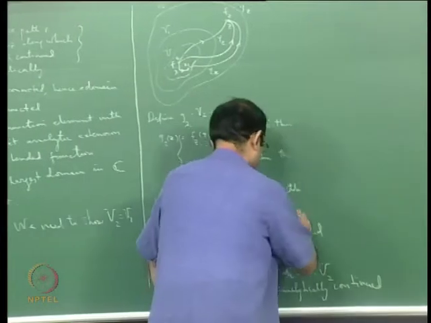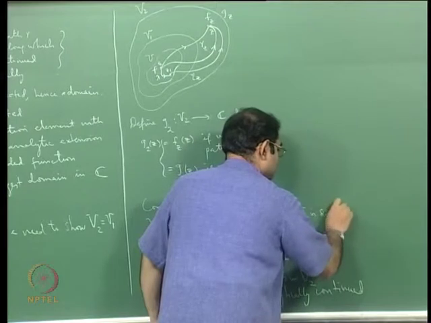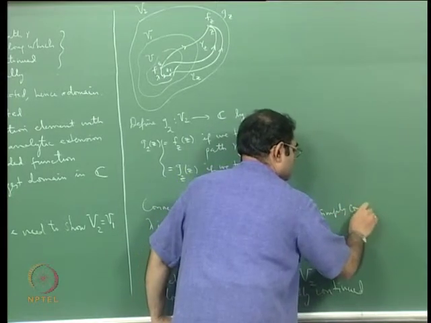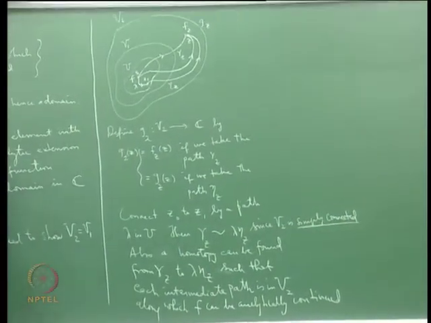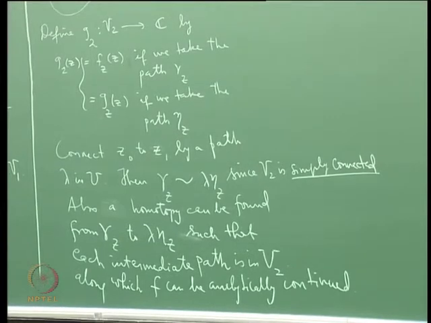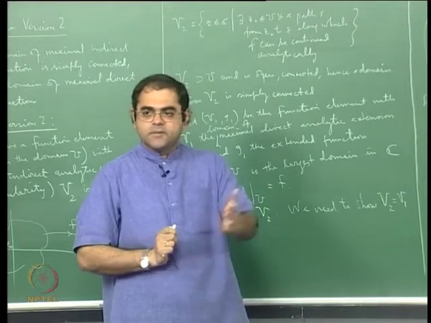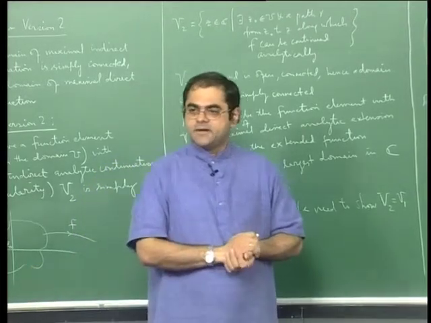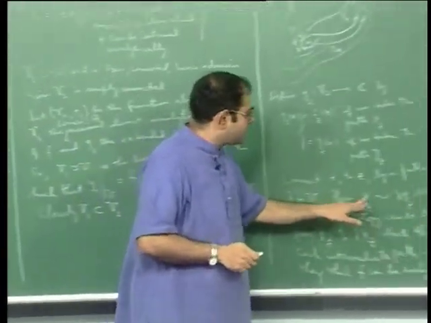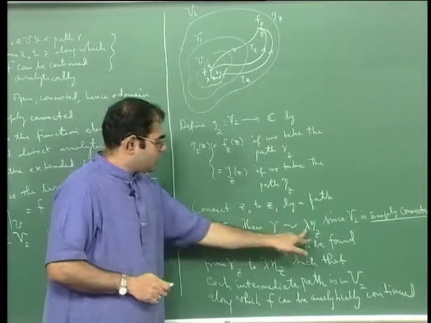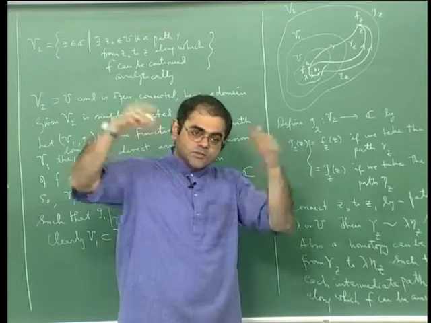So here is where simple connectedness of V2 is used. Any two paths starting at the same point and ending at the same point are homotopic to one another, for points and paths lying in a simply connected domain. So because of simple connectedness of V2, these two are homotopic, and the homotopy can be chosen in such a way that every intermediate path is also lying inside V2.